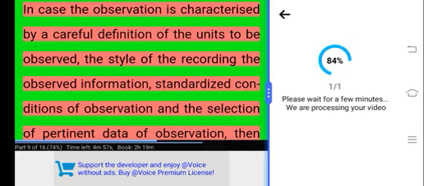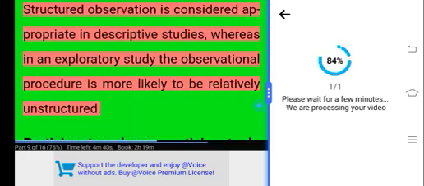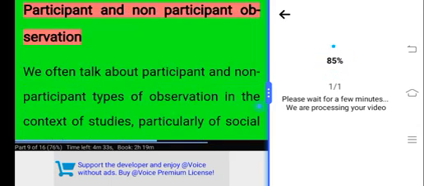In case the observation is characterized by a careful definition of the units to be observed, the style of recording the observed information, standardized conditions of observation and the selection of pertinent data of observation, then the observation is called a structured observation. But when observation takes place without these characteristics being thought of in advance, the same is termed as unstructured observation. Structured observation is considered appropriate in descriptive studies, whereas in an exploratory study the observational procedure is more likely to be relatively unstructured. Participant and non-participant observation.